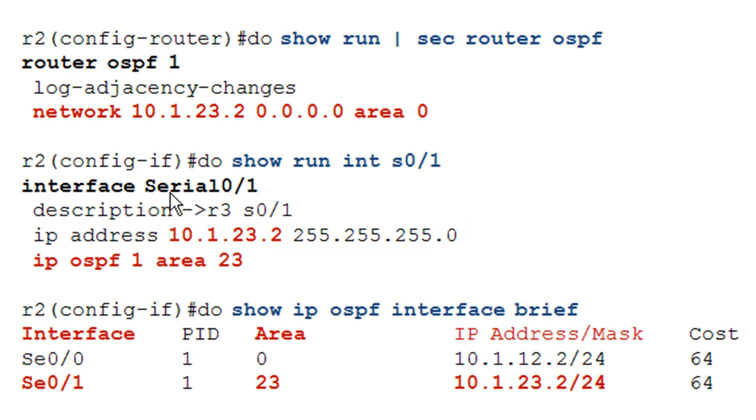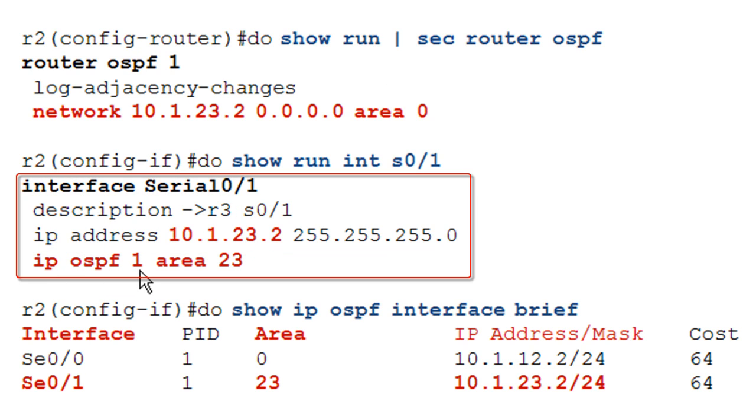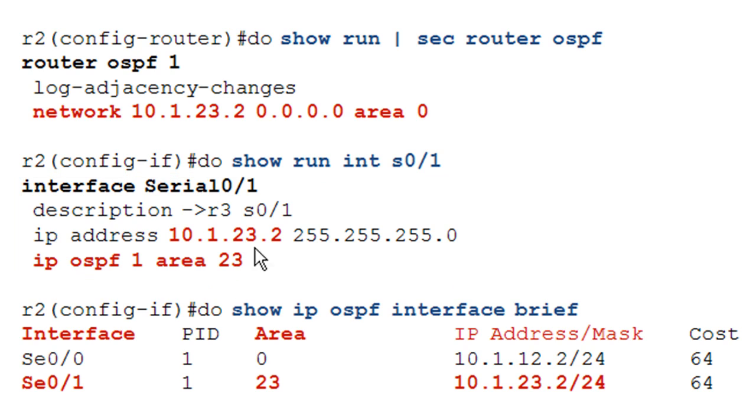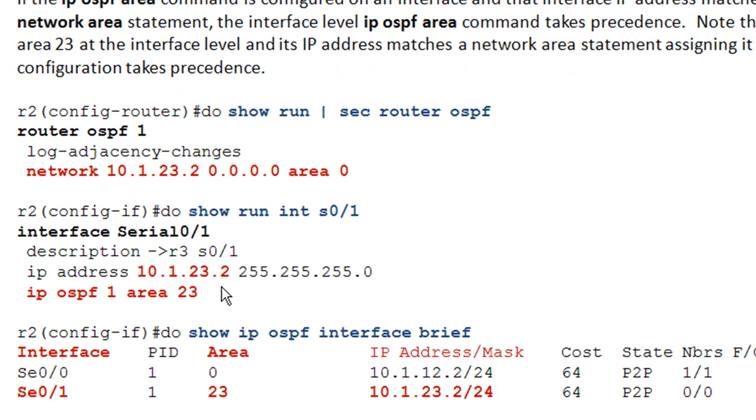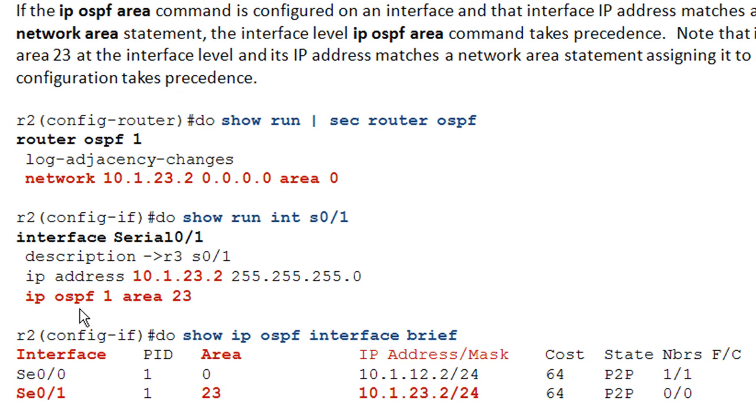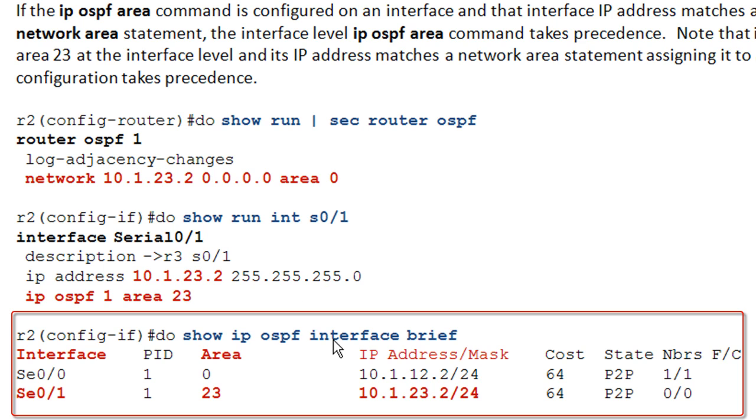Well, if we take a look at 0/1, we also have IP OSPF, and same process, making sure we got the process right, and we have assigned this to area 23. So now we have two commands that are both addressing this interface, and they're assigning it to two separate OSPF areas. So which one's gonna win? Well, we already blew the secret here with the output down here. Plus I told you that the IP OSPF area interface level command is going to take precedence over the network area or routing process command. And we can verify this with our show IP OSPF interface brief command. You can see here that 0/1 with 10.1.23.2 as its IP address has been assigned to area 23 rather than area 0.